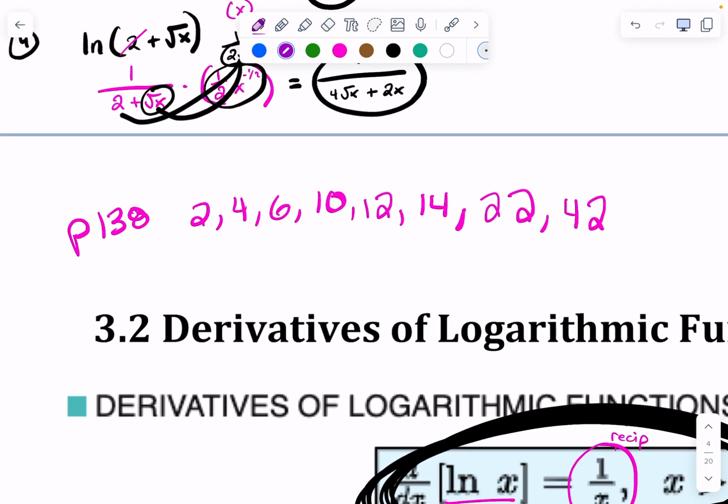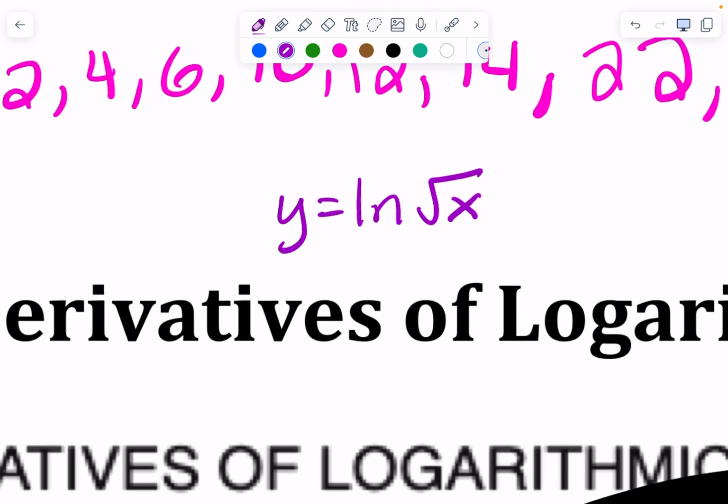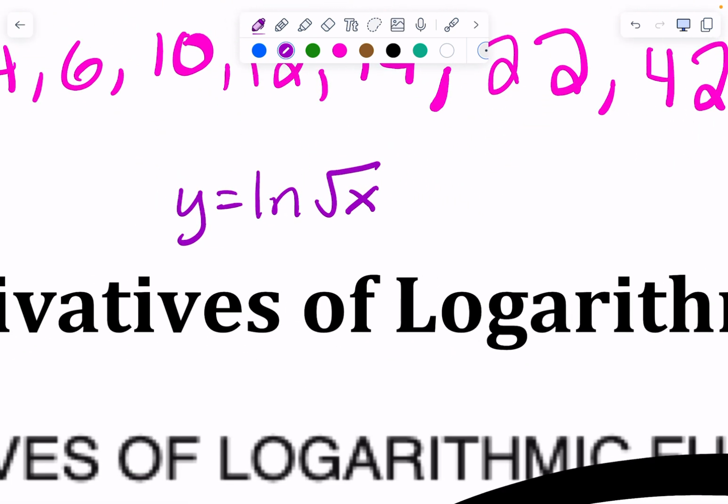12. Y equals ln square root of x. Okay, you try this one. See if you can figure it out. Stick the half out front. Keep going. Now I'm lost. No, you're not. Write it down, then you will see. You're just rewriting him, and then you have to take the derivative.